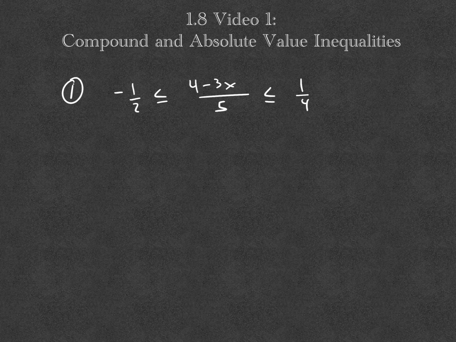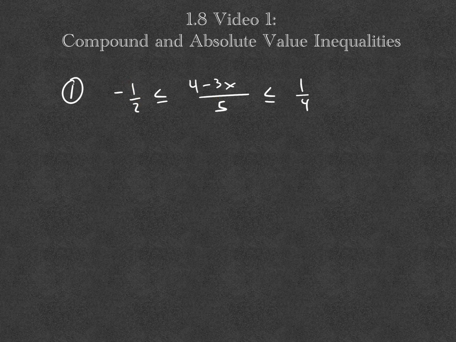Hey there. In this video, we're going to look at a couple examples of a compound inequality and an absolute value inequality. One of the things to remember is whenever an inequality is linear, there's no x squared, it's not a rational function, we can just use our regular algebra manipulation to isolate the x. In this case, it's a compound inequality with this expression in the middle between negative a half and 1/4, so we just have to make sure we manipulate all three parts.